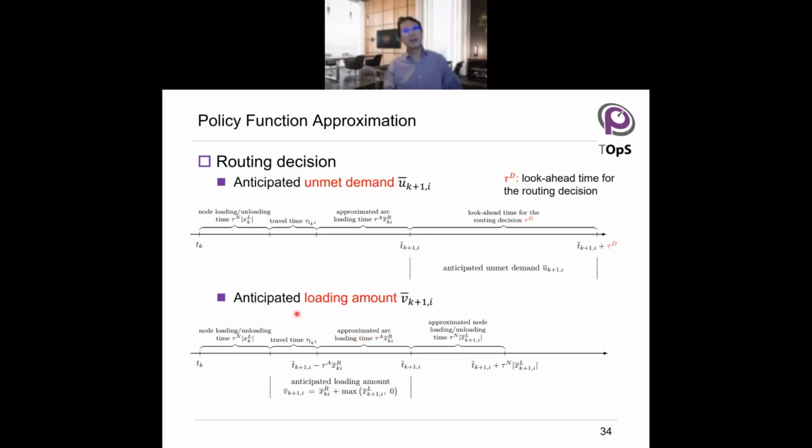And when you look at the anticipated loading amount, the time period is this one, because you only load along the arc, and you can only load the bikes when you arrive at the node. Whatever bikes arrive at the node later than that, you cannot load. So we look at this period of time.